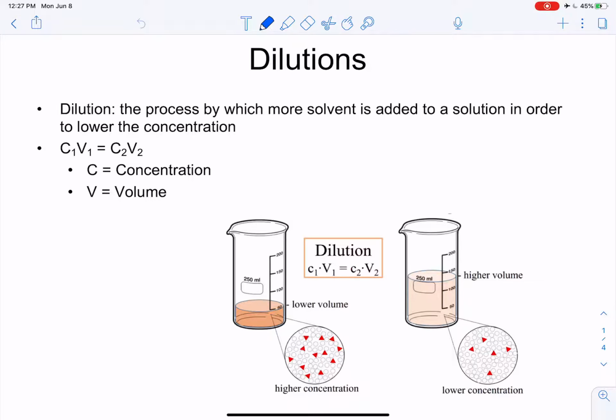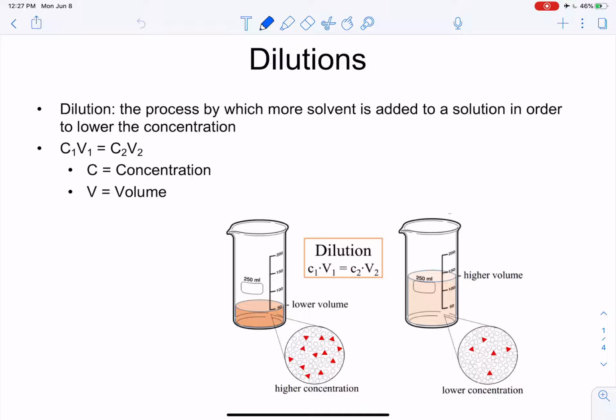Hi students, in this video we need to talk about dilutions. So how do we lower the concentration of our stock solution? Dilution is defined as the process by which more solvent is added to a solution in order to lower the concentration of the solute.